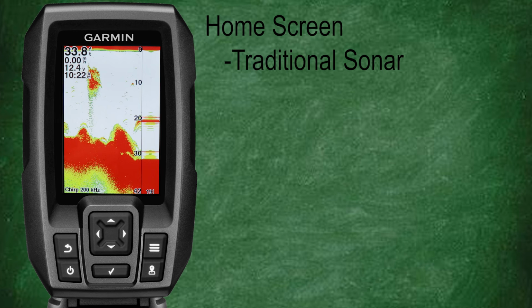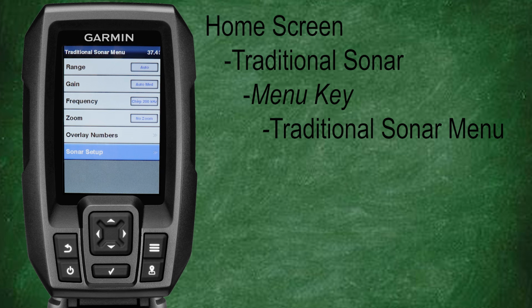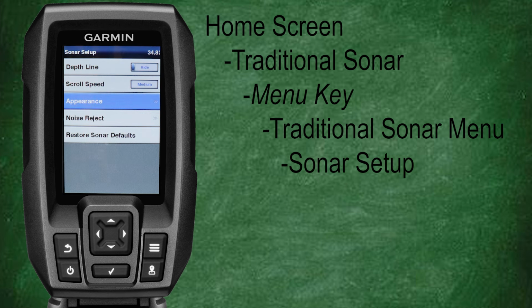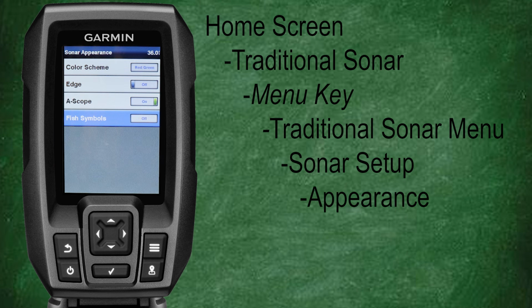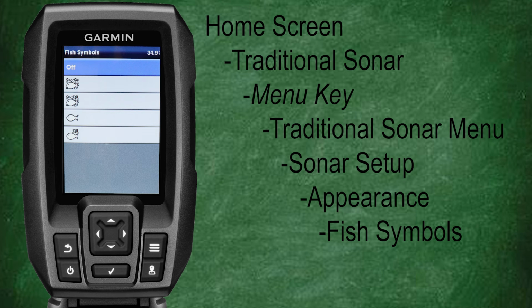This next feature is great for beginners learning to interpret images on their sonar, and that's the fish symbol feature. From the traditional sonar screen, press the menu key. Scroll down and select Sonar Setup. Now scroll down and select Sonar Appearance. Scroll down to and select Fish Symbols, and here you'll see you have 5 options for adding fish symbols.